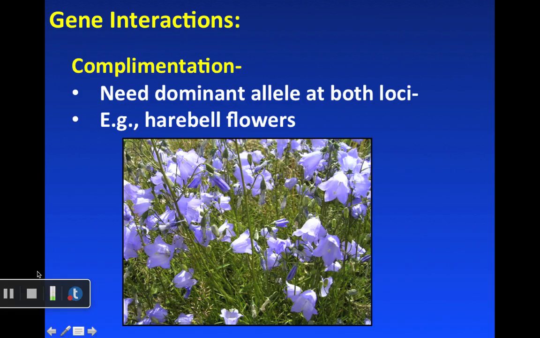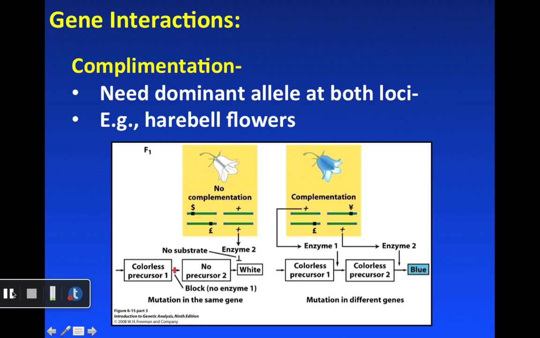Let's look at other examples. In this case, complementation. So we're going to look at harebell flowers as an example. And here we have a situation where you have 2 genes that impact the coloration of these flowers, and it turns out to produce blue flowers, you need a dominant allele at 2 different genes. So a dominant allele at both loci. The other option is if you don't have that situation, then the flowers are white in color.